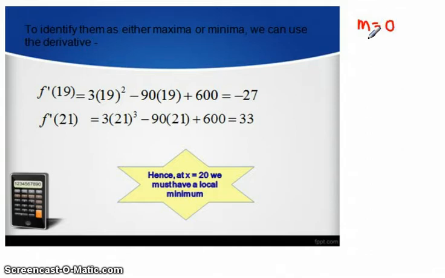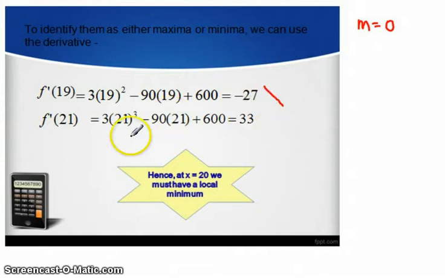Now that means that it's a horizontal line. Again, use a value that is lower than 20, and use that value to replace all of your x's. So it makes sense to use 19 here, so I use 19 and replace all the x's. So 3 times 19 squared minus 90 times 19 plus 600 gives you negative 27. Negative gradient means that your function is in a decreasing mode. So that means that the line is going down.